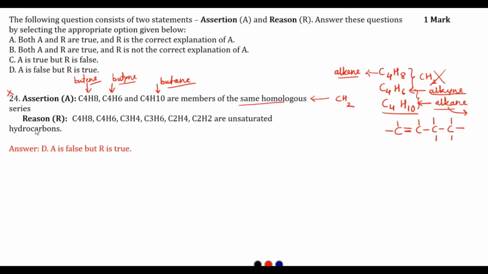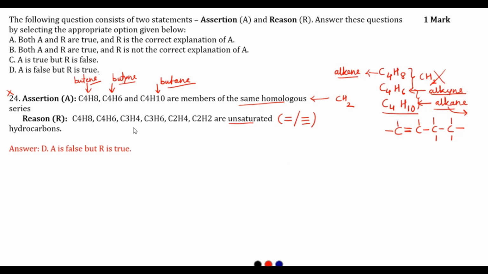Now we will come to the reason. They have told that C4H8, these all the members are unsaturated hydrocarbons. Unsaturated means what? The hydrocarbons should have either a double bond between two carbon atoms, or a triple bond between two carbon atoms. Either double or triple bond, those hydrocarbons are called unsaturated. If they have a single bond, then it is called saturated.